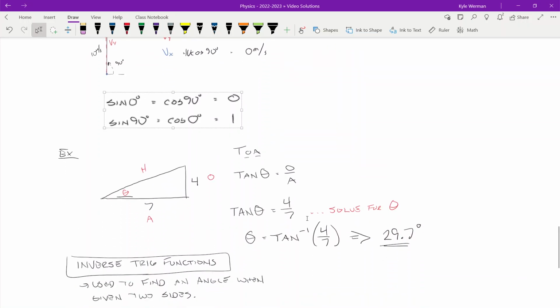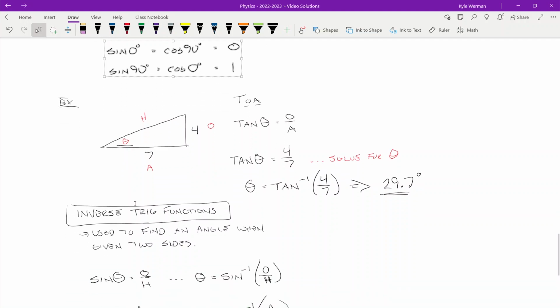Now, the last thing I want to touch on is what happens when you have two sides but no angles. And this is where we can still use a trig function, but we're going to use the inverse trig functions. And I'll show you how that works. In this case, I don't know theta, but I know the opposite and the adjacent. Well, which trig function has opposite and adjacent? That is TOA, tangent. And so I know that this equation is true. The tangent of that angle would be the ratio of 4/7, the opposite over the adjacent. And so I have an equation now, and actually have a variable in the tangent.